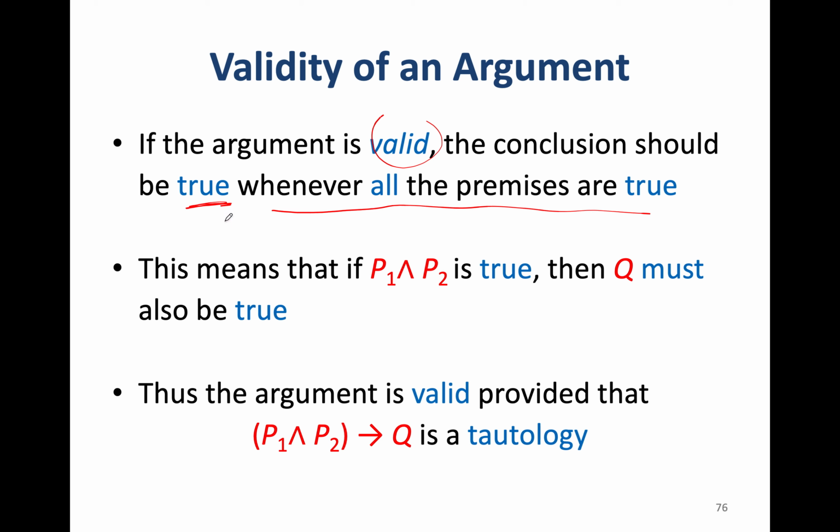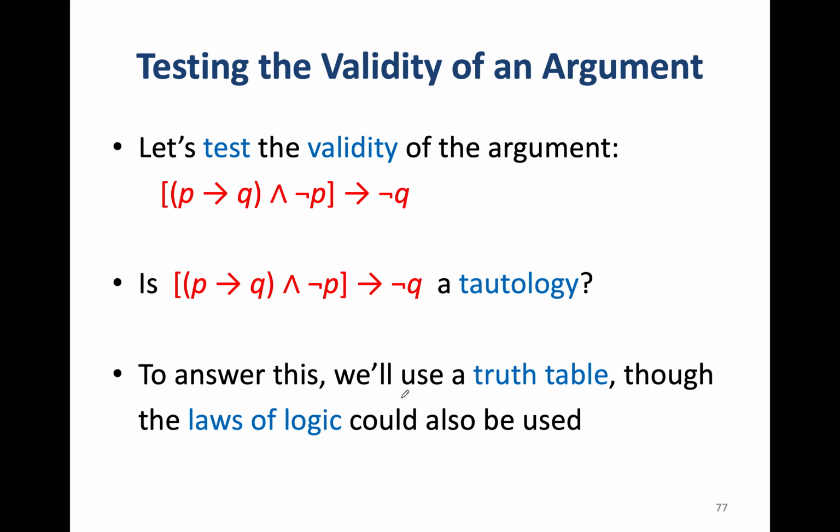The premises are true, the conclusion is true. So if P1 and P2 are true, then Q must be true. All right, let's test this argument here. We have if P then Q, and not P, if P then not Q. Then we need to find, is this argument a tautology or not?